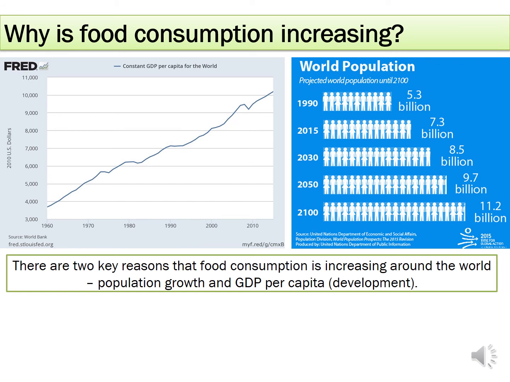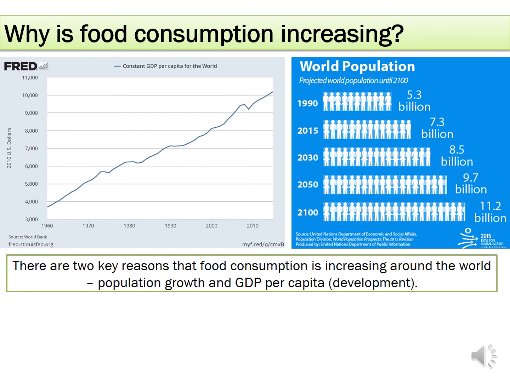So we can see that that is increasing. Obviously, we know that the more people that have more money, the more money they have to spend on food. So that is one of the reasons why food consumption is increasing. The second reason is really, really simple. If you look at the infographic, we can see that in 1990, there were 5.3 billion people. It has gone up to 7.3 billion people. 2030, the projection is 8.5. 2050, the projection is 9.7.